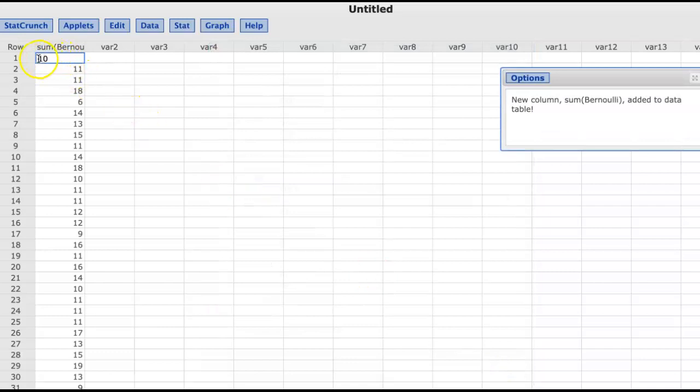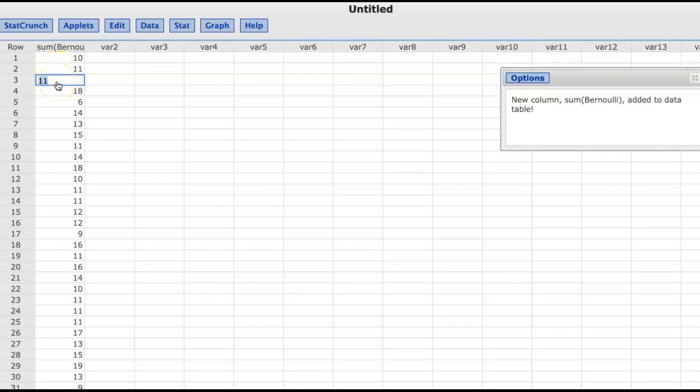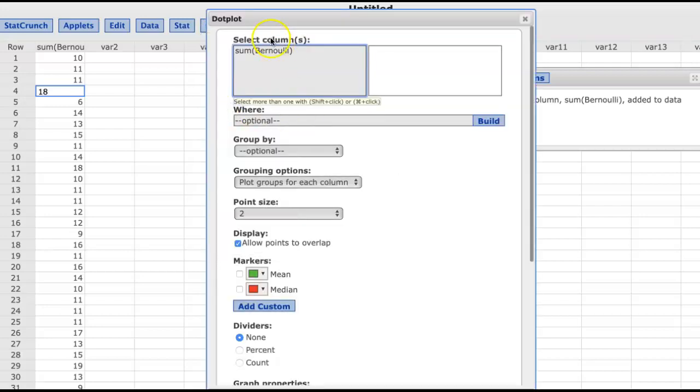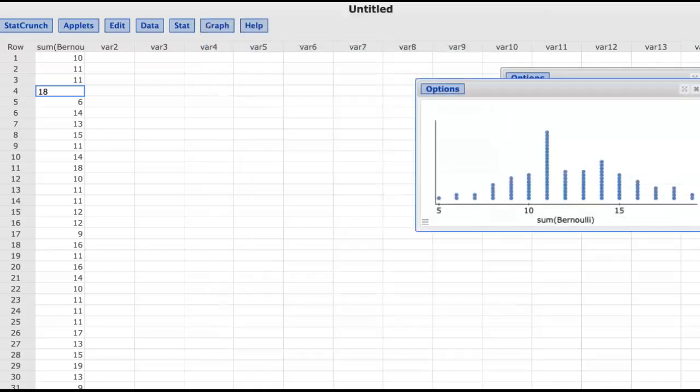This is saying for game 1, my friend selected scissors 10 times. For game 2, they selected it 11 times. For game 3, 11 times. For game 4, 18 times. So we can graph this distribution. I use a dot plot for this, and there we go.